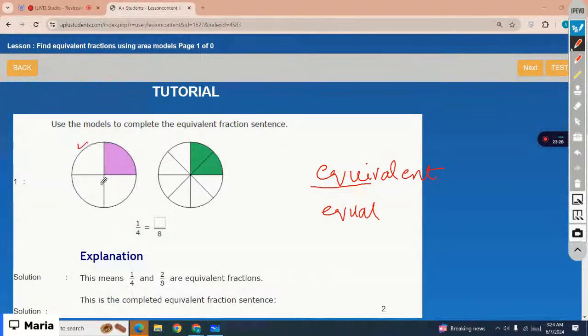Look at this first model. The model has one, two, three, four portions, right? Only one of them is colored. That means one out of four is colored. Got it? Now just look at the second one that has eight portions. Two of them are green. That would be two out of eight. So 1 by 4 and 2 out of 8 are equal. How?